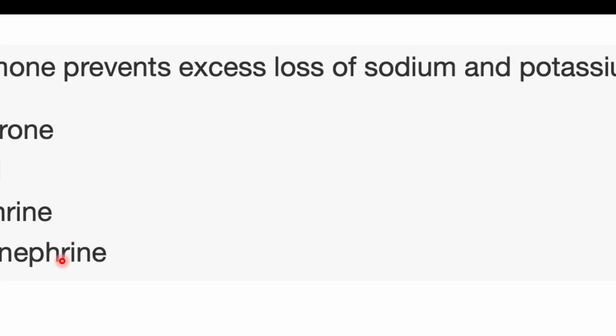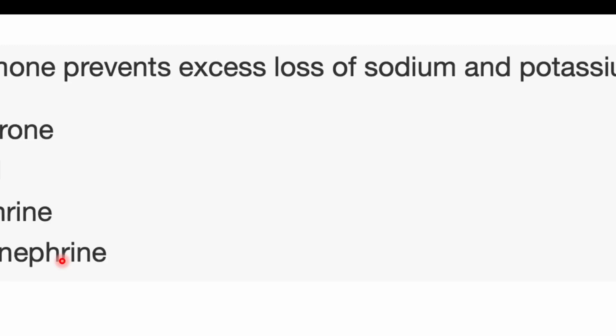If so, then let's have a look at the 13th question. Which hormone prevents excess loss of sodium and potassium from the kidneys? Option A, aldosterone. Option B, cortisol. Option C, epinephrine. Option D, norepinephrine.